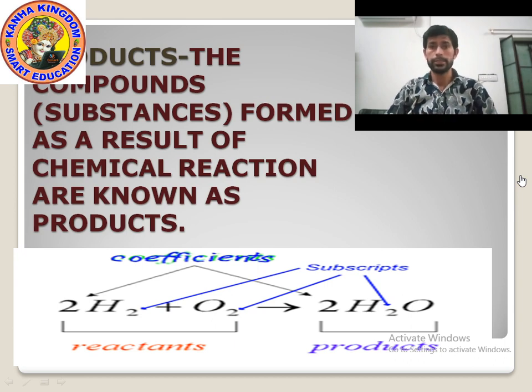Okay, next topic is products. So what is a product? As we had seen in the last reaction, when NH3, ammonia, reacts with HCl, hydrochloric acid, they give out NH4Cl, ammonium chloride. So ammonium chloride was a product. Now, what is the meaning of product? The compounds or substances formed as a result of a chemical reaction.